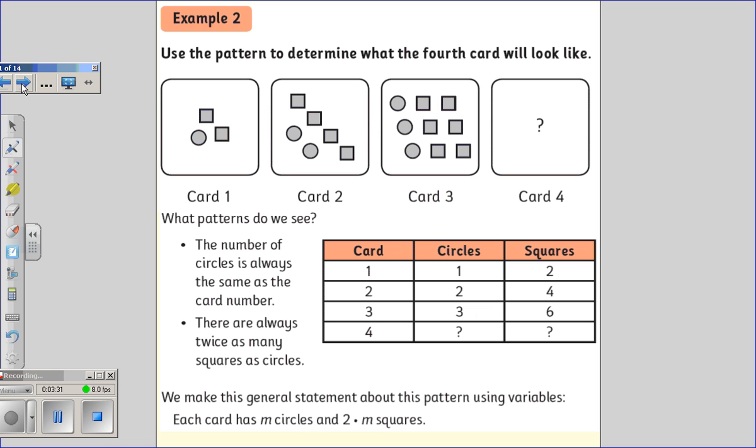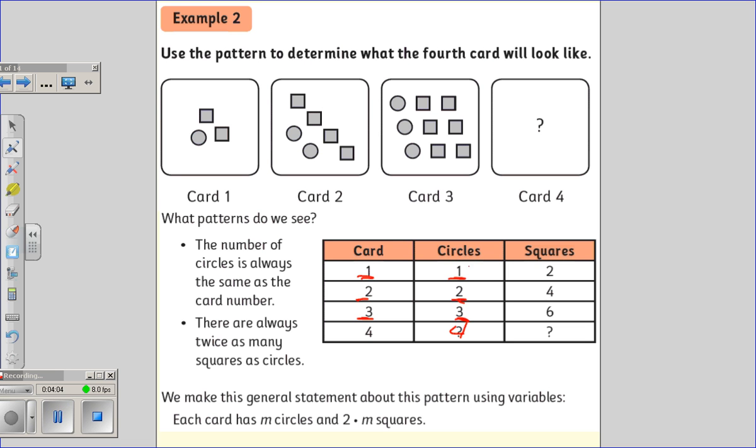Here's another example. Again, we have 4 cards. Again, we have a growing pattern. This one is slightly different, however. Card 1 has 1 circle and 2 squares. Card 2 has 2 circles and 4 squares. Card 3 has 3 circles and 6 squares. So we need to figure out what's going to be on card 4. Well, again, the number of the card gives us the number of circles. So we know that card 4 will have 4 circles.